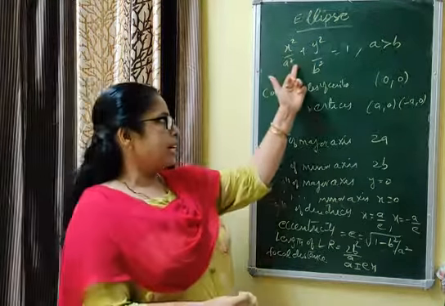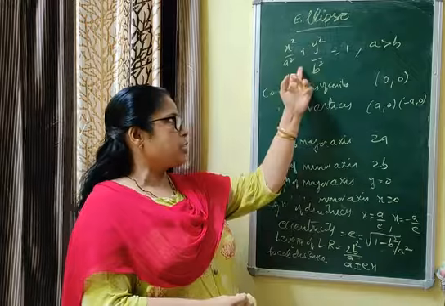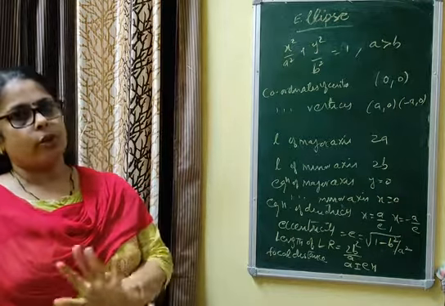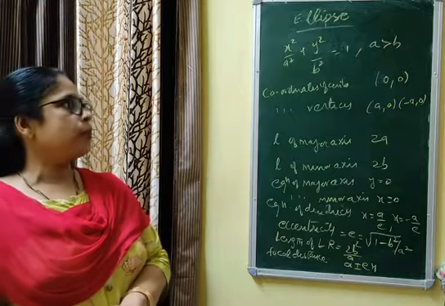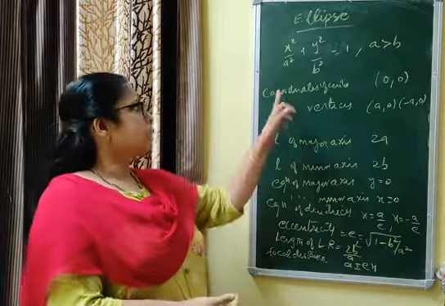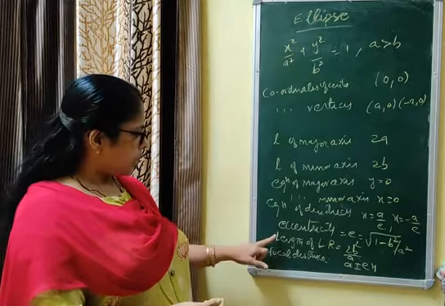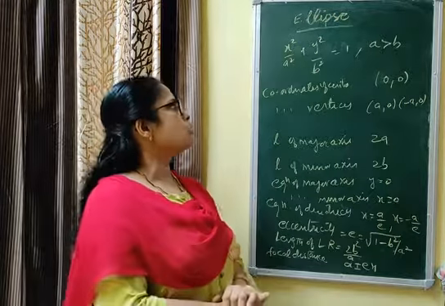That is, the standard form, equation of ellipse is x square by a square plus y square by b square equal to 1. The derivation you have to do by yourself because it is so lengthy. If you are not able to, you can ask me. Then there are these much of parts 1, 2, 3, 4, 5, 6, 7, 8, 9. These all things you must know.